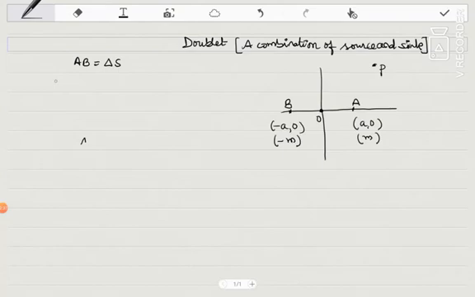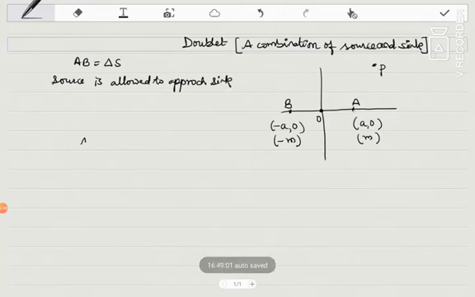Now the source and sink are in such a way that the source is allowed to approach the sink. If I am saying that this is a source, it simply means that fluid will emerge out radially. And if I am saying that here I have a sink, then whatever is emerging out from it is going into B.